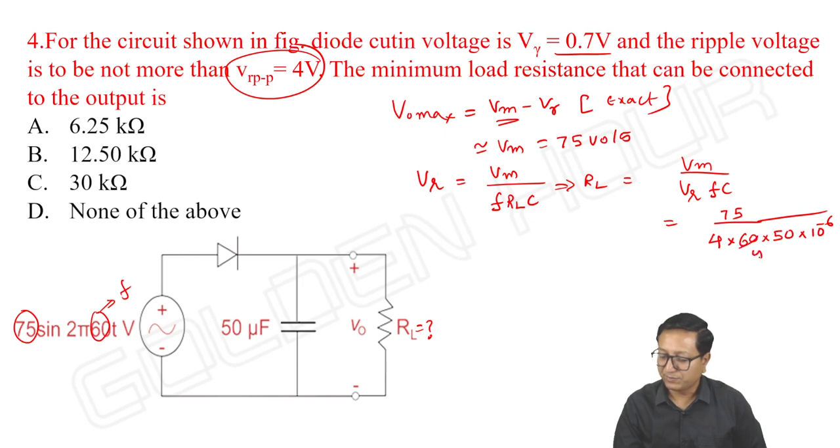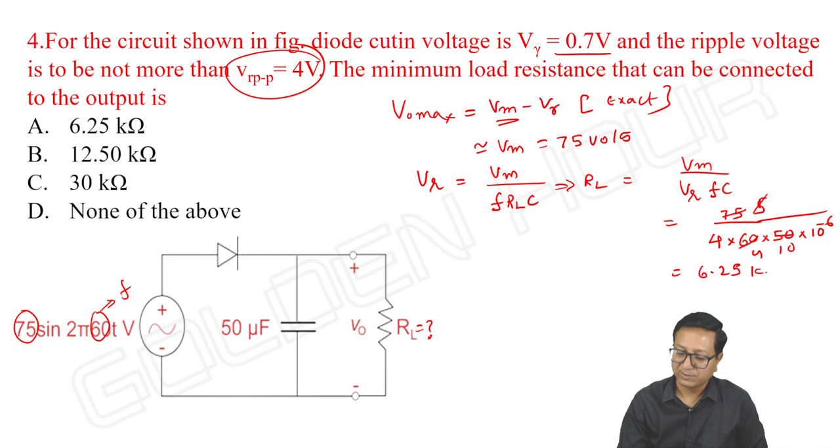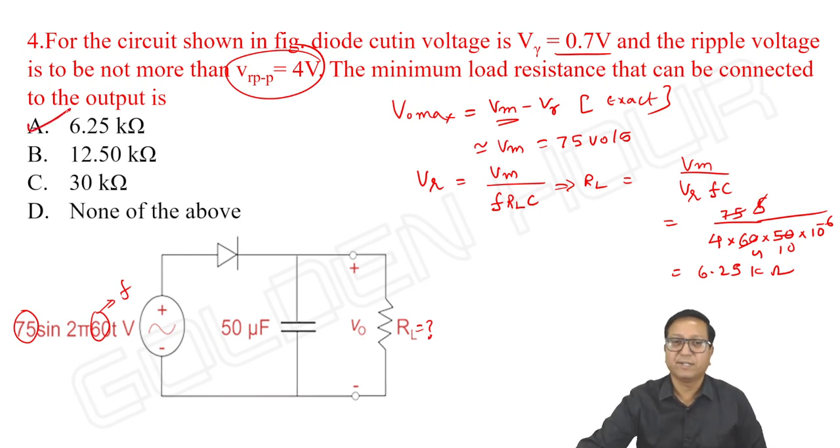Okay, so 15 fours, 15 fives, 5 tens. 1 by 16 into 10 power minus 5. 1 by 16 means it comes to be around 6.25 kilo ohms. Okay, 1 by 4 means 0.25. Again 1 by 4, one more 1 by 4 means it comes to be 6.25 something. Right. So option A is correct.